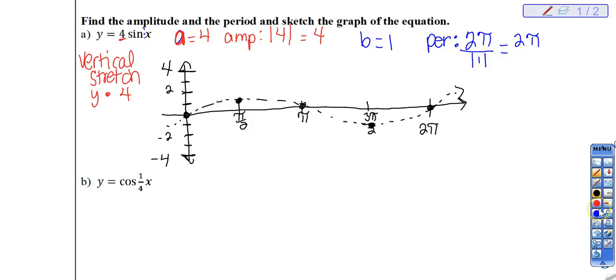Okay. So there's your parent function. Maybe label it y equals sine of x. There's your parent function. So you've got that labeled, and what we're going to do is we're going to stretch its amplitude.